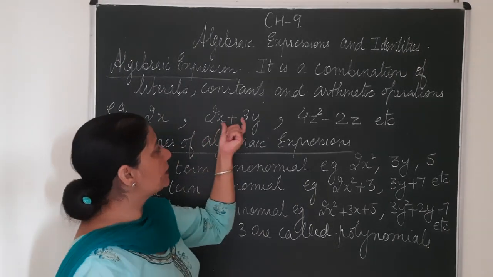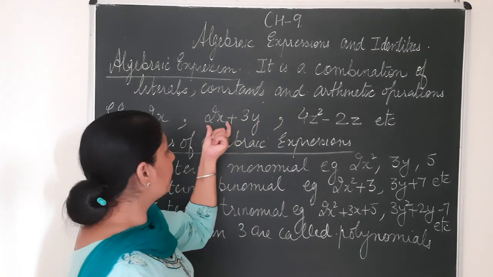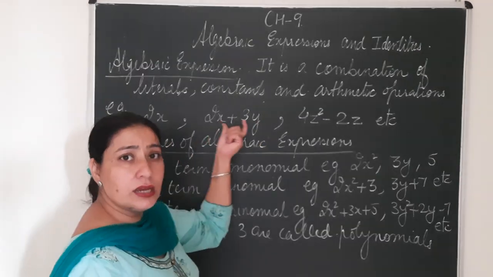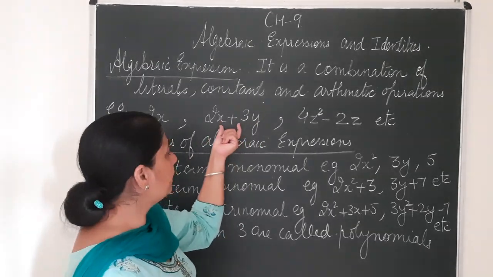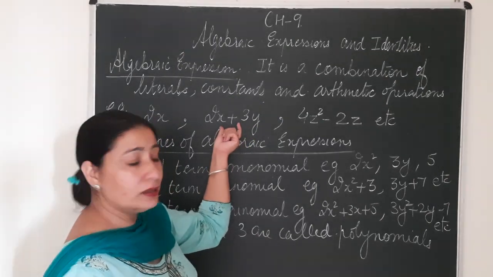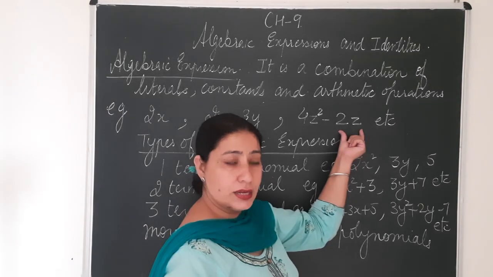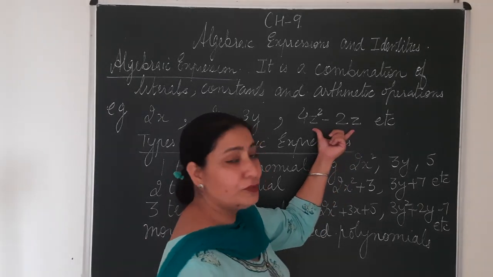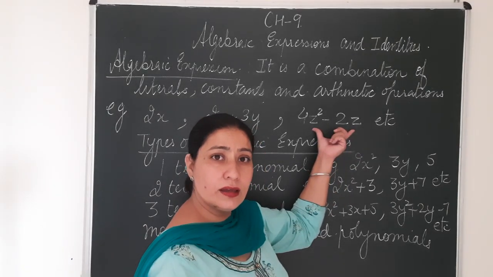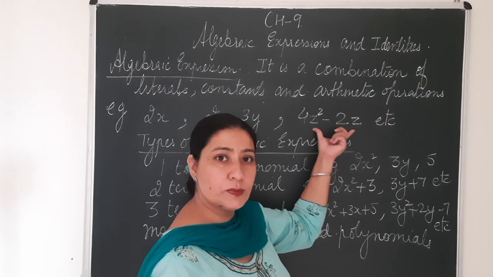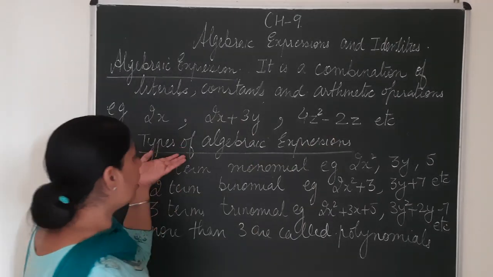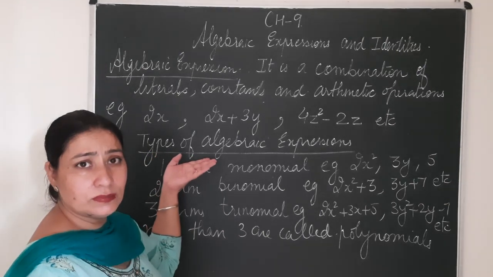Similarly, 2x plus 3y. So here one term is 2x, the other term is 3y, and we are connecting them with a positive sign. Or say 4z square minus 2z. Okay? So these are some of the examples of algebraic expressions.